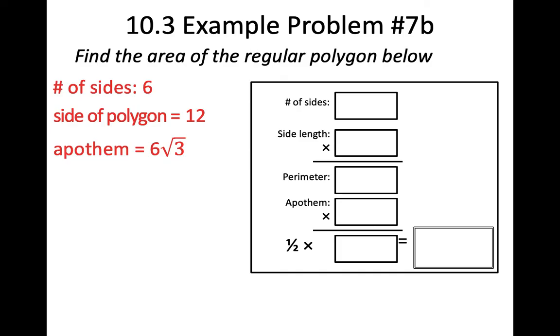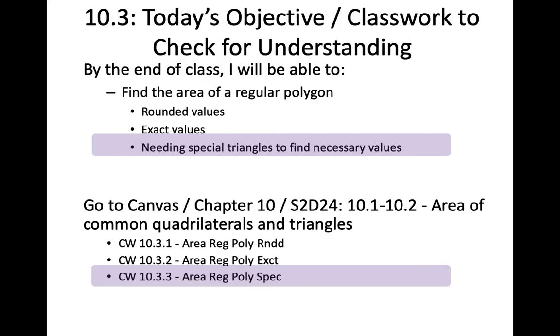I know that the number of sides I have is 6. The length of each of the sides is 12. So when I multiply together, I've got a perimeter of 72. Multiply that times my apothem, which is 6 root 3, and I end up with 432 root 3. Cut that in half, and I end up with 216 root 3. That's the exact answer. Okay, so if you feel comfortable using special right triangles to find the area of regular polygons, you can go off and do classwork 10.3.3.